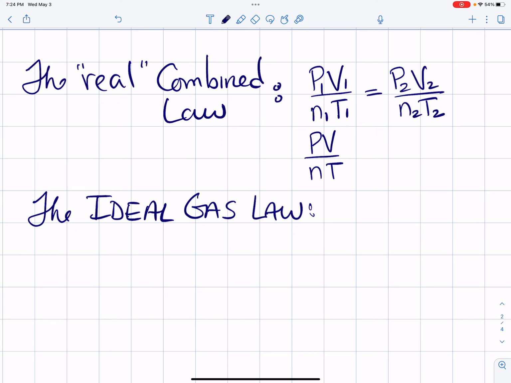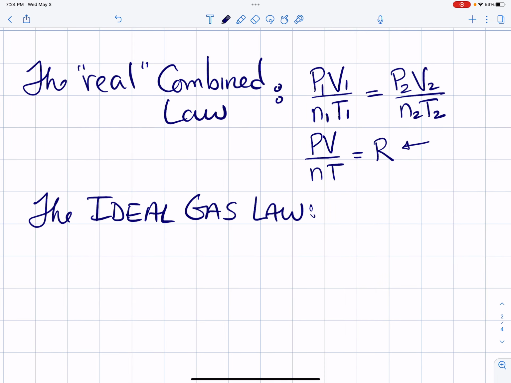So rather than just say that it equals K, the symbol we used before for constant, we're going to use a special symbol because here the constant involves all four of our variables. So we're going to give it a special symbol. We're going to call it R. It's just a constant like the other constants, but it involves all four of our variables: pressure, volume, moles, and temperature. It has a special name, this constant. It's called the ideal gas constant.